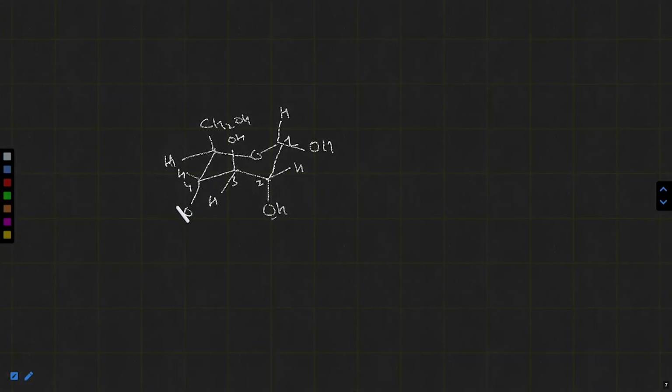Now if I ask you, is the given structure stable? No. Why? Because we have a CH2OH group and there will be 1,3-diaxial interaction. This is the first position, second and third. So there will be 1,3-diaxial interaction. For that reason, this will flip. There will be a ring flip, and we will get this.